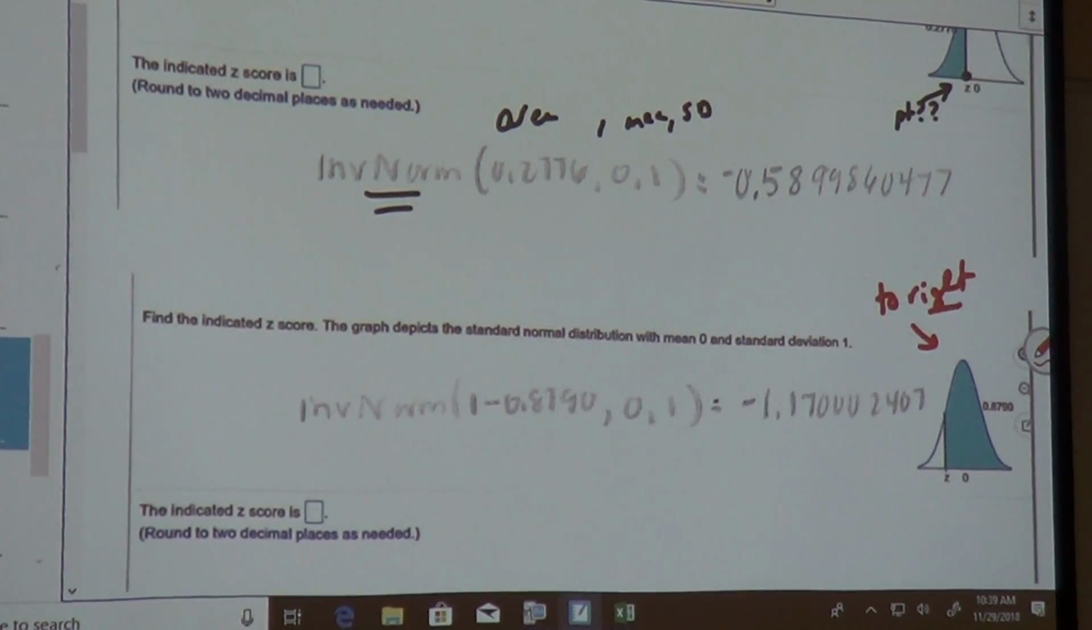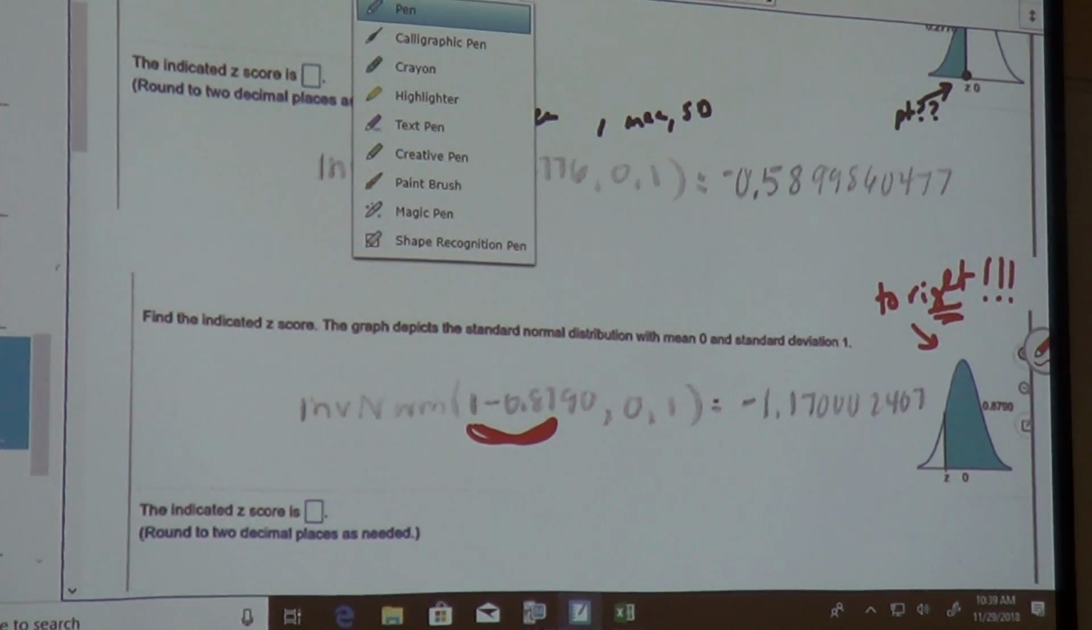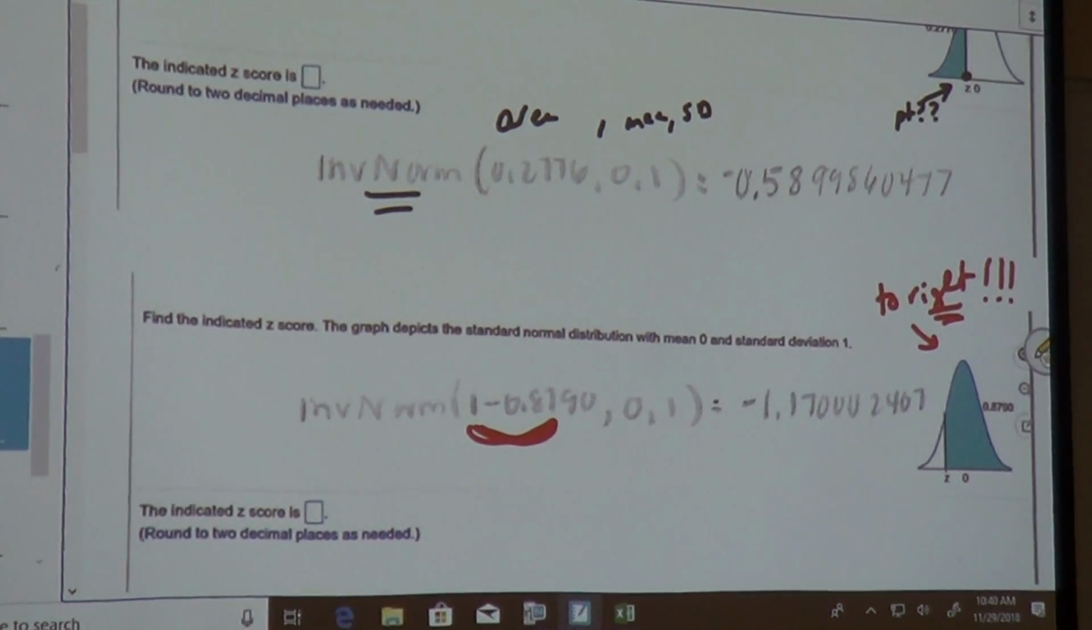This is to the right. We do 1 minus. Create a pen, star, star, star. We do 1 minus the area because it's to the right. Not Beyonce. Okay.